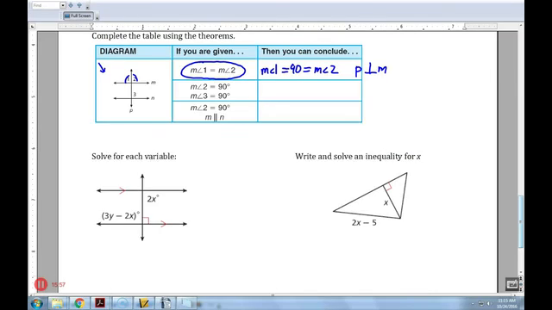All right, second part here. So we get rid of that. What if the measure of angle 2 and the measure of angle 3 equal 90?